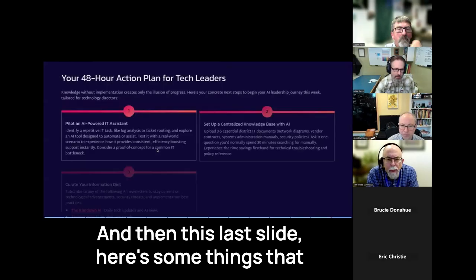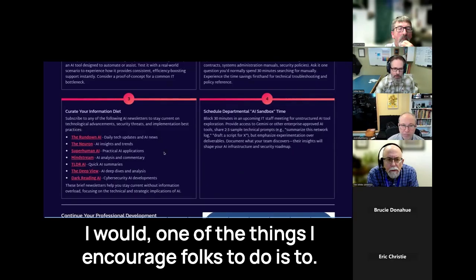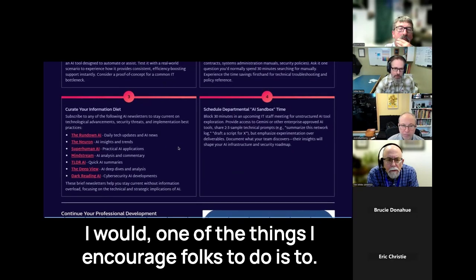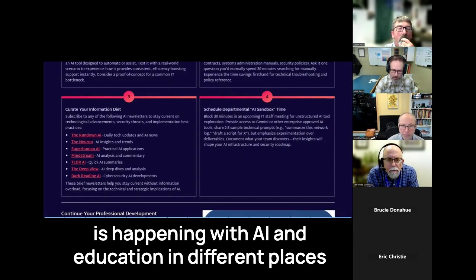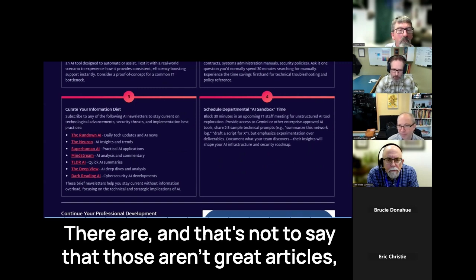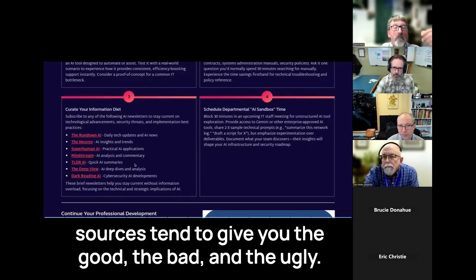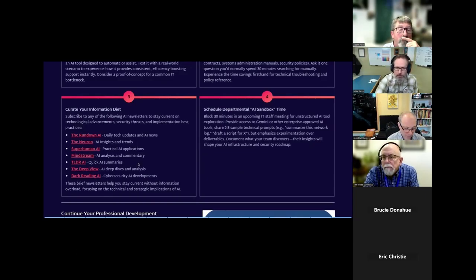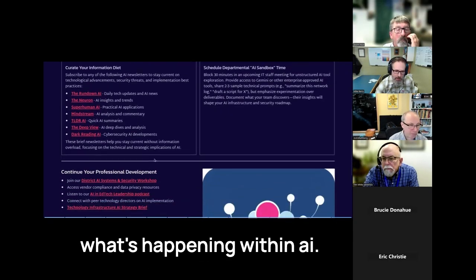And then this last slide, here's some things that you can do to think about. One of the things I encourage folks to do is to think about finding your information about what is happening with AI in education in different places than the New York Times. That's not to say that those aren't great articles, but they are going for the more click content, whereas these sources tend to give you the good, the bad, and the ugly, but in a very scientific and direct way so that you can see what's happening within AI.